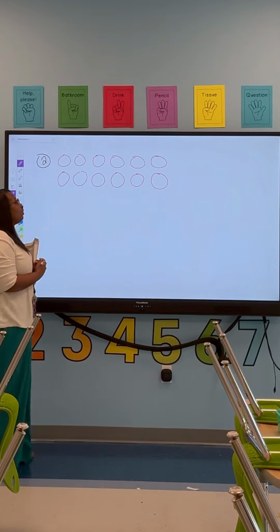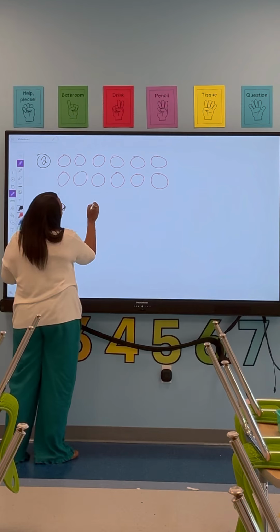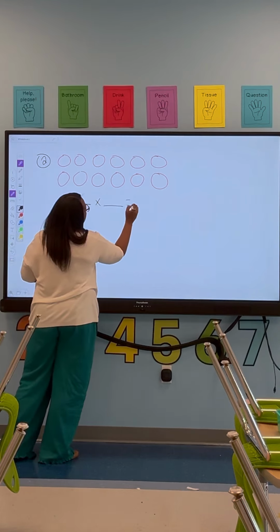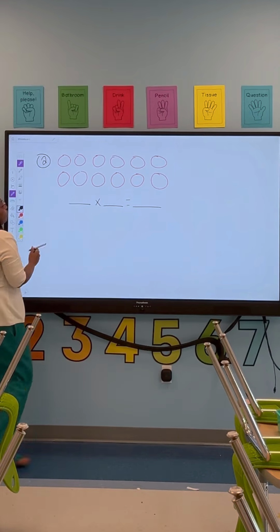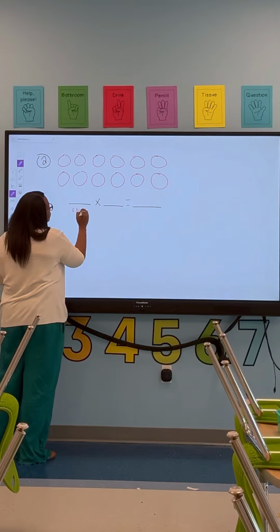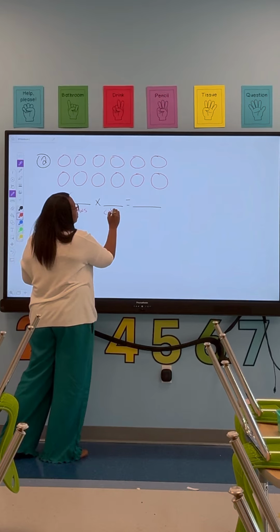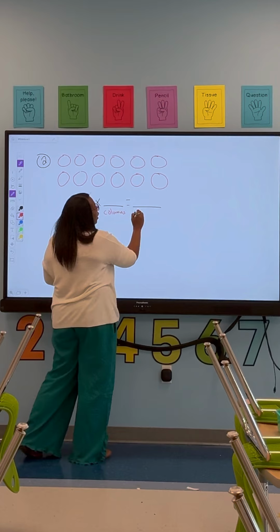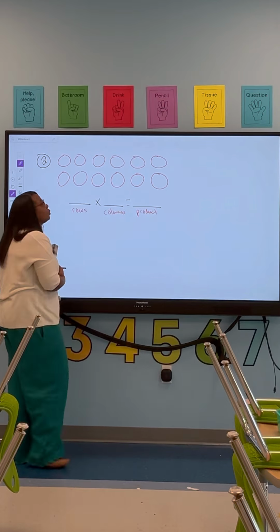So we write it with rows and columns. So the multiplication equation will be blank times blank equals blank. Well, when you are doing an array, the first number is always going to be the rows. Your second number is going to be the columns. And the third number is your product, which is the answer, or the total.